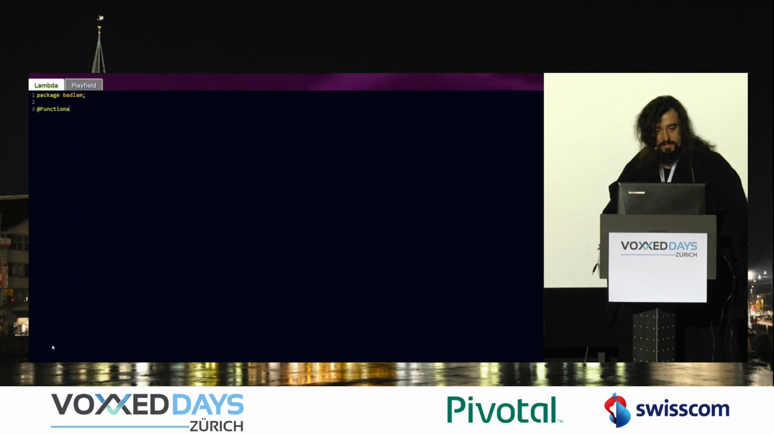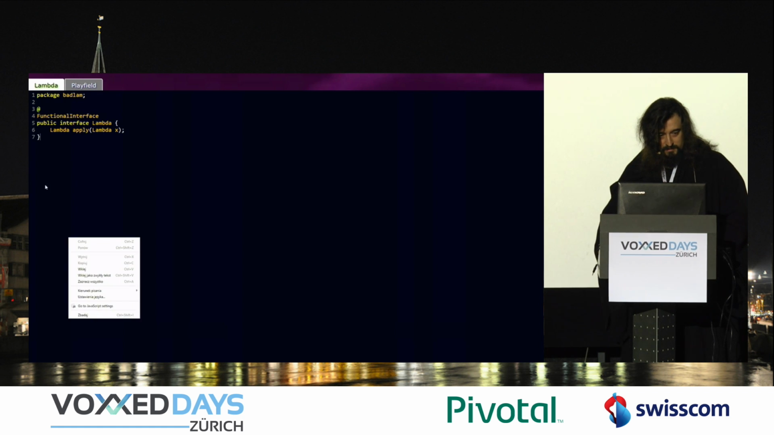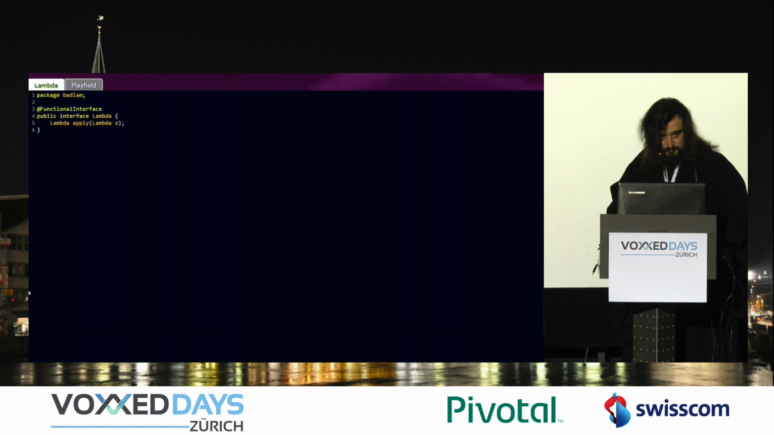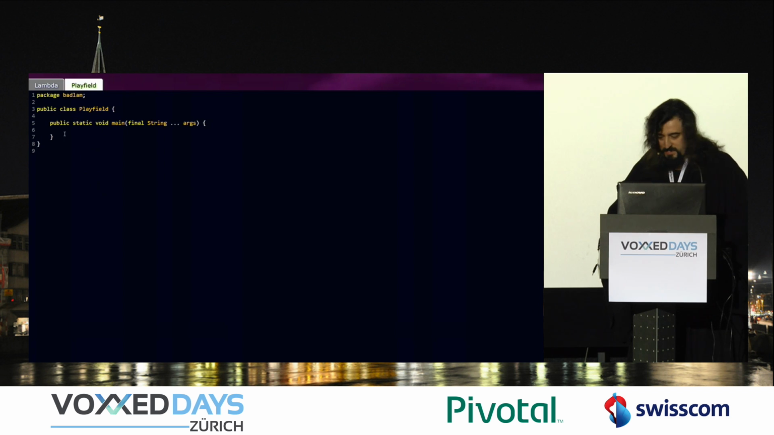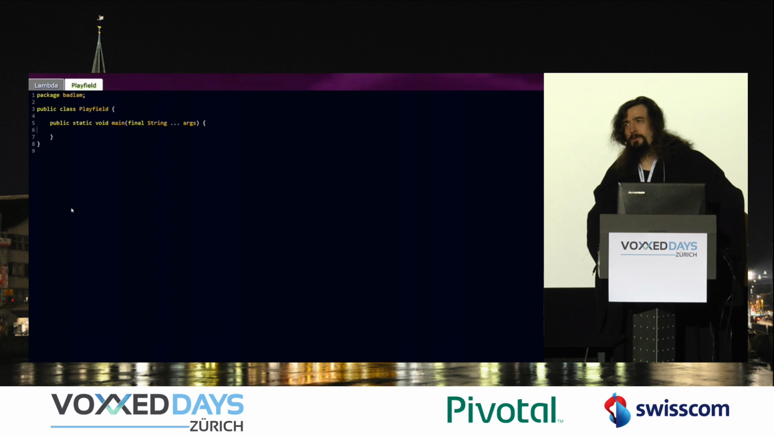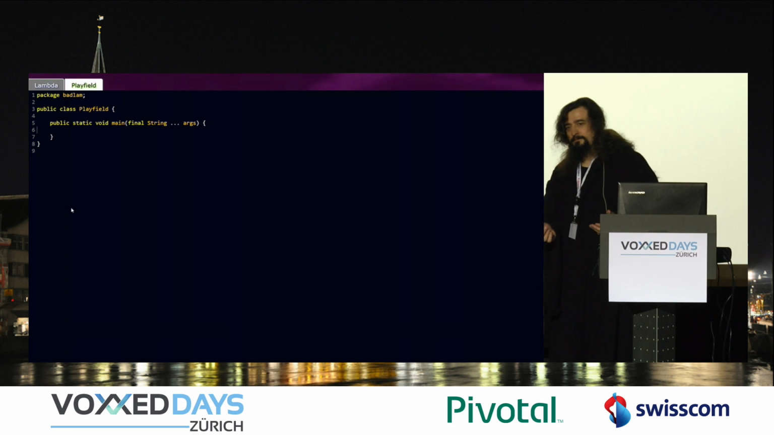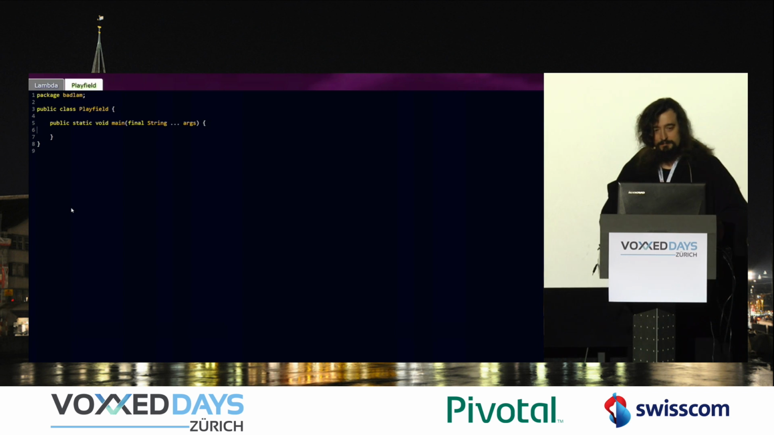And I will define it in Java like this: functional interface, public interface Lambda. Very simple interface. Let's make it nicer. And let's play with it. What can we do with such a definition? Do you know any lambda I can define that fulfills this? Okay, a very basic one.